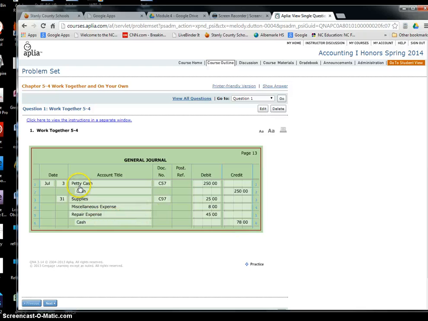Okay, so once again, petty cash was to establish it first time, and then whenever we replenish the petty cash account, you record where you spent the money: supplies, miscellaneous expense, repair expense, and you debit the accounts. You debit supplies because supplies went up, expenses went up, so that's a debit. Repair expense went up, and we wrote a check, so you have to credit cash, and once again we're just moving cash back over into our petty cash account.